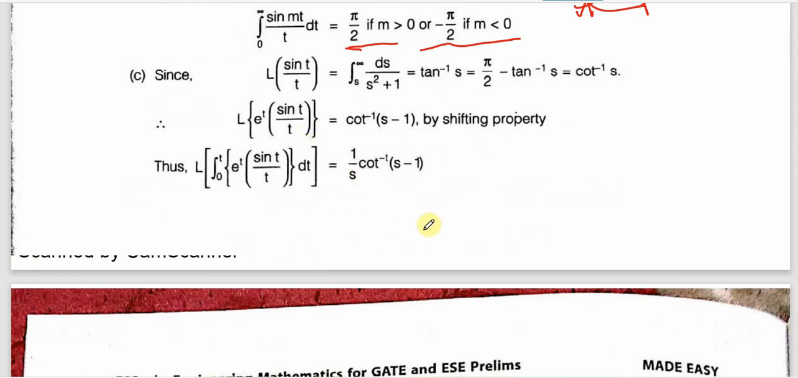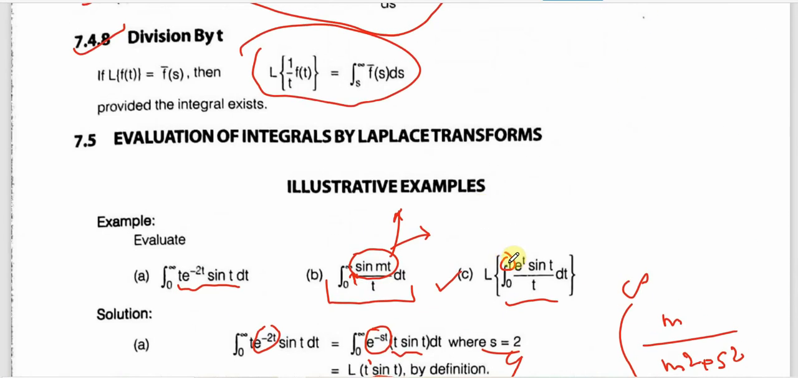Some mistake is there. Here also your 0 to infinity is there, so please make its corrections. If you take 0 to infinity, then it is very much easier. Sin t upon t, you already know its integration: tan inverse of 1 upon s, and s will be minus 1. Then if you put s as minus 1, you will get the answer.